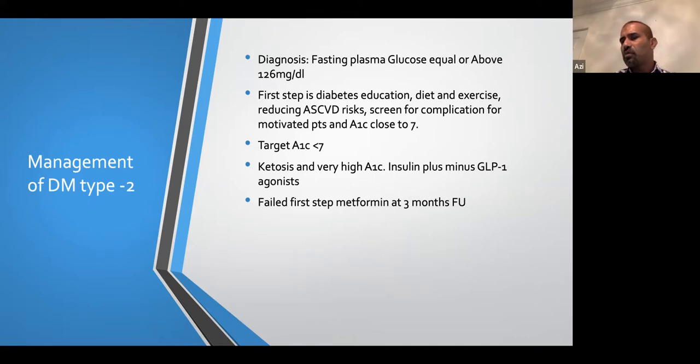Ketosis and a very high A1C: at that point, the patient, even though it's type 2 diabetes, must be screened for a need for insulin use. So we'll talk about GLP-1 agonists. These are newer medications with new updates.